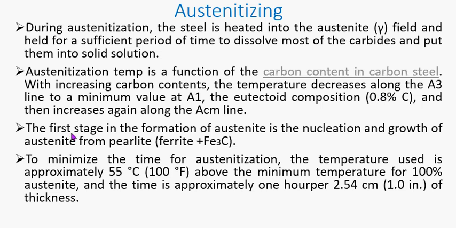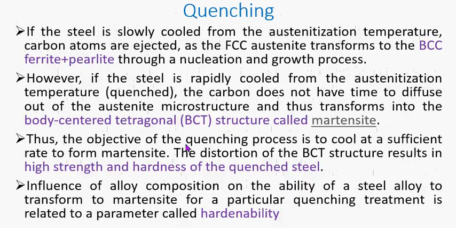Then the third point here, the first stage in the formation of the austenite. Here it explains how austenite is formed. It is from ferrite and cementite: as you heat up, the carbide, cementite, will nucleate into the ferrite to become austenite. And to minimize the time, heating to at least 55 degrees above the austenite line is sufficient. It must cross the line, at least 55 degrees above any point of the line, to be fully austenitized, or to fully form austenite.